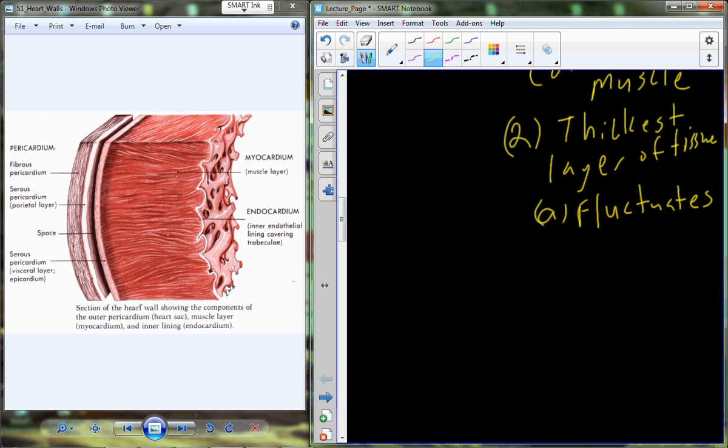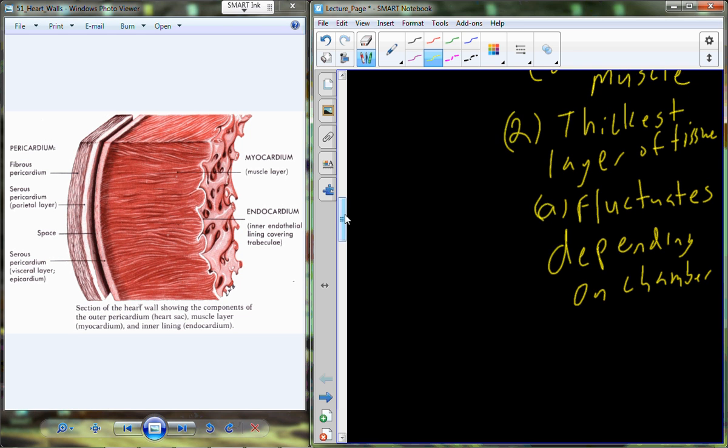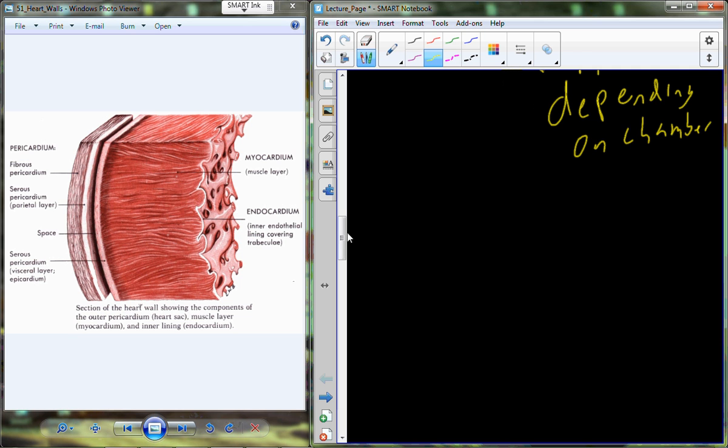There you go. So it's going to fluctuate. The size of that tissue, or the width of that tissue, is going to fluctuate depending on the chamber that we are observing. Again, left ventricle will have the thickest chamber. Now, why does it have the thickest chamber? It's distributing blood over to the general circulation, which is a large circuit. But it's not just because of the large area that we need to distribute blood through. It's actually more related to the amount of pressure that's required to move blood through that whole circuit.